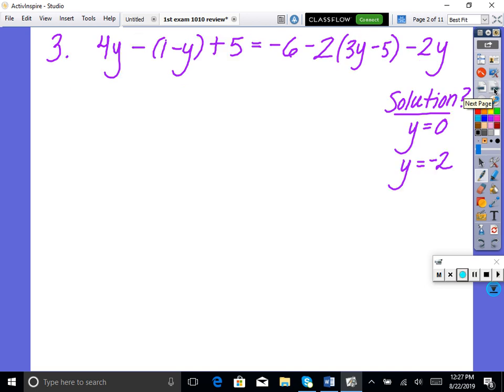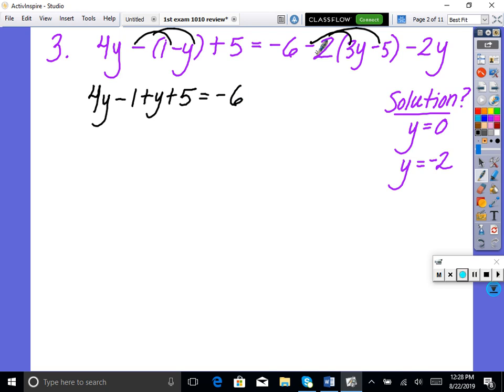All right, same thing here. I think it's just easier to go ahead and solve. So we have 4y. Make sure you distribute your negative. Minus 1 plus y plus 5 equals, make sure you distribute negative 2 in here. So we have a minus 6, and then it looks like minus 6y, then plus 10 minus 2y.